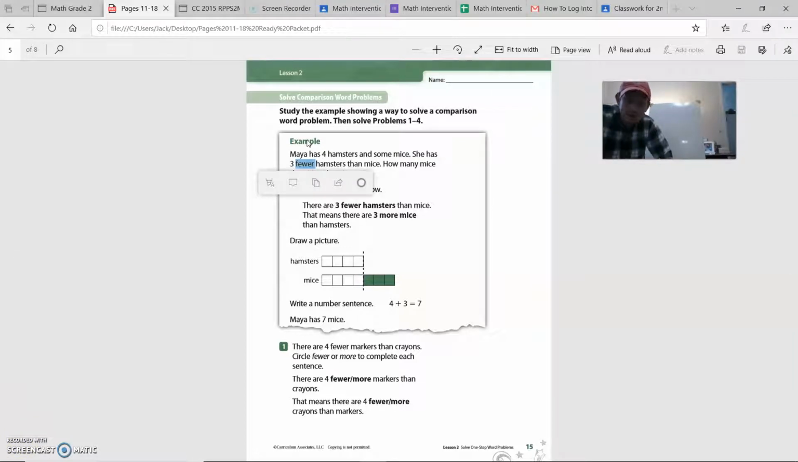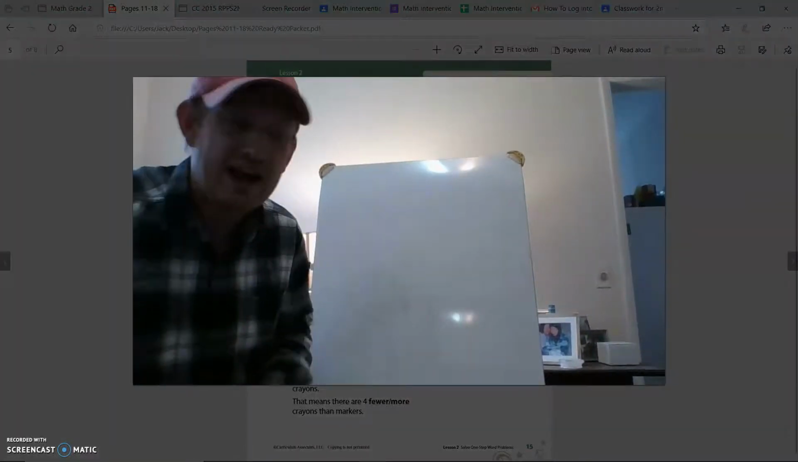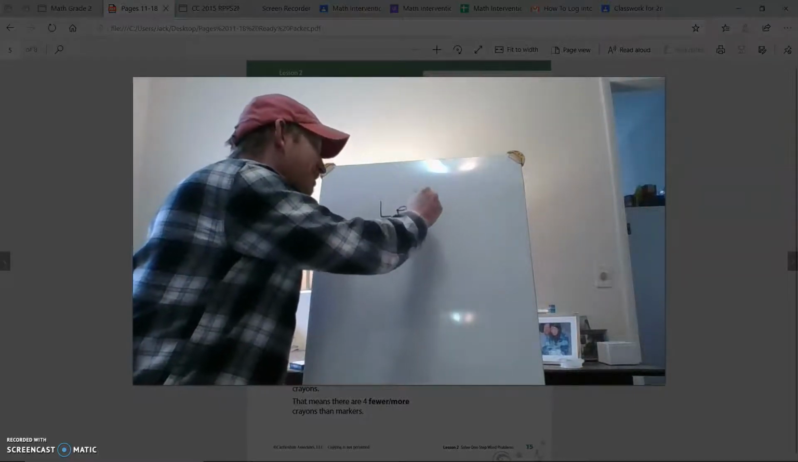Okay, by now you should have your packet, so let's just jump right in and look at the example problem first. Maya has 4 hamsters and some mice. She has 3 fewer hamsters than mice. How many mice does Maya have? Well, the key to this problem is the word fewer. What does fewer mean? Well, fewer means that I have less of something.